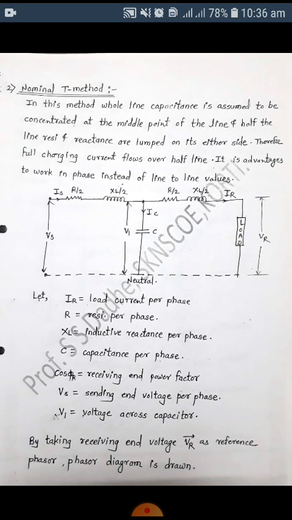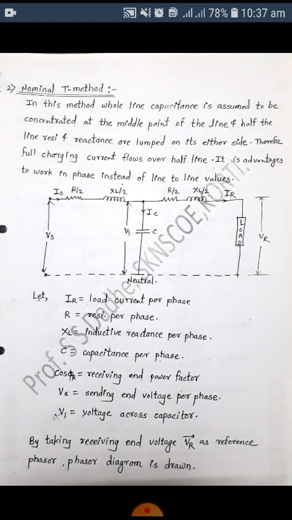Now this is the circuit representation of nominal T method. Particularly in nominal T method, the total capacitance of line is assumed to be concentrated at the midpoint of the line, and half the line resistance and reactance are lumped on its either side, and the total charging current of the line flows up to the midpoint of the line, and the total network looks like a T section. That's why the name is nominal T method.